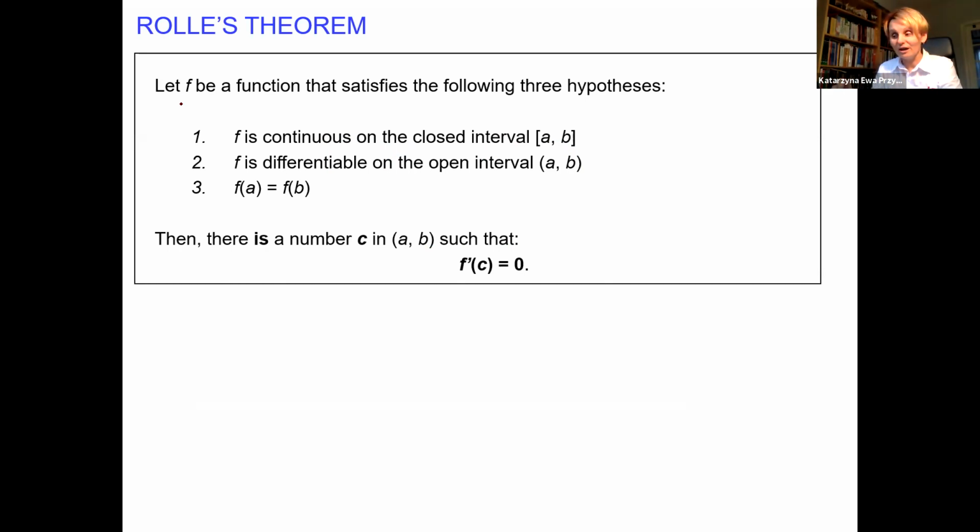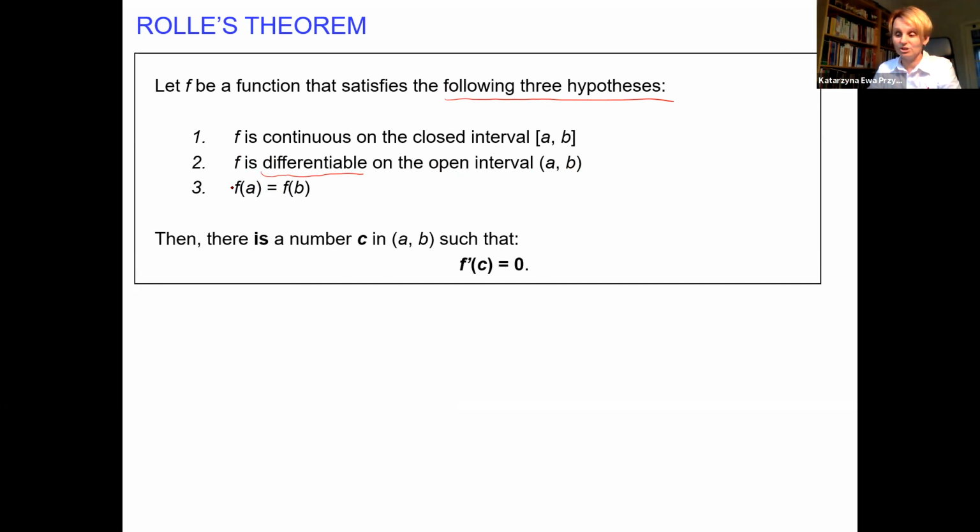If we have a function f, this function must satisfy the following three hypotheses. The function must be continuous on the closed interval. The function must be nice and smooth, which means differentiable on the open interval, of course, because we never have a derivative at the endpoints. Continuity, differentiability, and also the third condition: the end values f of a and f of b are the same.